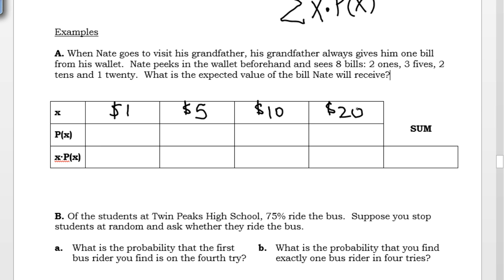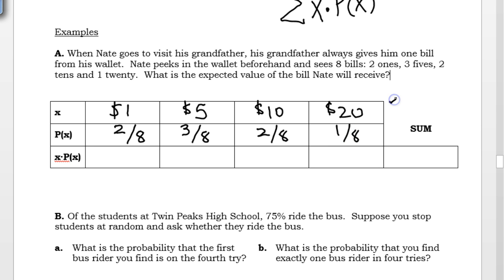Now that we have all of our outcomes, we need to know what the probability of each outcome is. Well, what's the chance that he's going to get a $1 bill? There are 2 singles out of the 8 bills. What's the chance that he's going to get a 5? There are 3 5s out of the 8 bills. Chance of a 10 is 2 out of 8. And chance of a 20 is 1 out of 8.